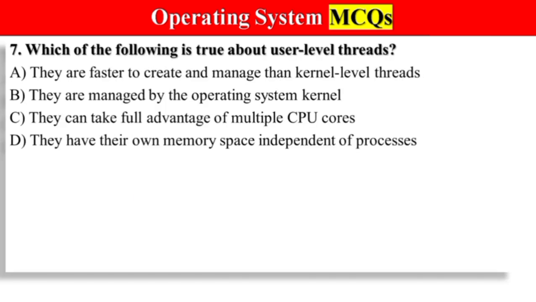Question number 7, which of the following is true about user level threads? A, they are faster to create and manage than kernel level threads. B, they are managed by the operating system kernel. C, they can take full advantage of multiple CPU cores. D, they have their own memory space independent of processes. The answer is A, user level threads are faster to create and manage than kernel level threads.